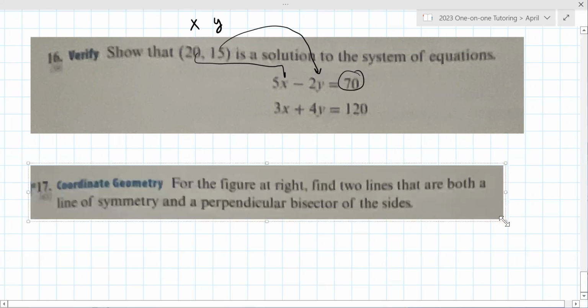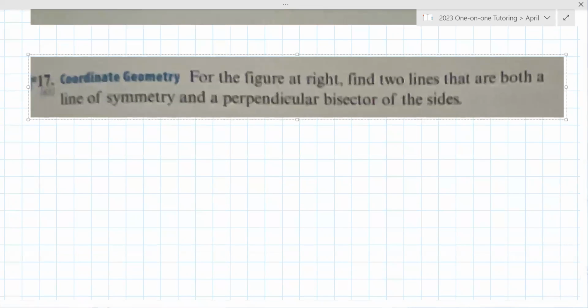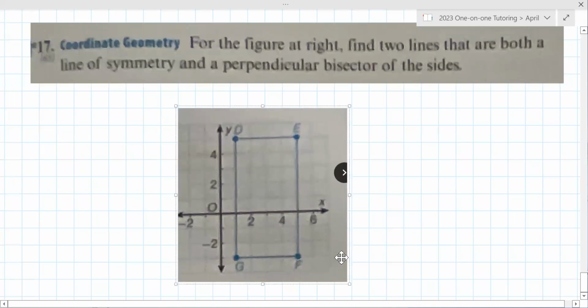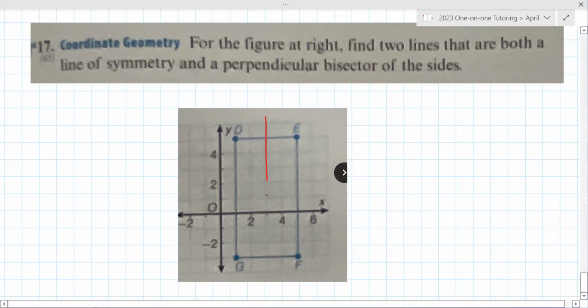Okay, so let's look at the next one here. Let me grab the graph. All right, it says for the figure, which is now below, find two lines that are both a line of symmetry and a perpendicular bisector of the sides. Almost impossible for me not to just show you what I think they're asking for. This vertical line bisects O and E, and then it also bisects G and F, and it meets at a right angle.